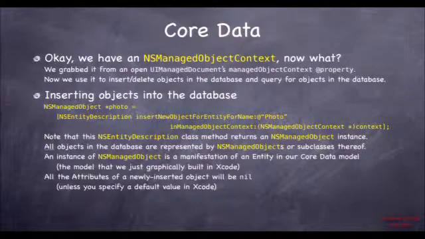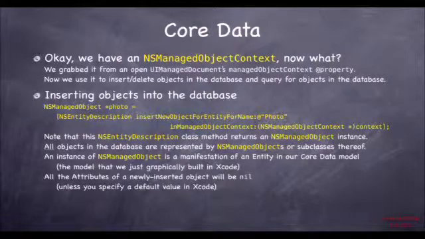You give it the name of the entity. That's the thing that we typed in the Xcode visual mapper, like Photo or Photographer. And you give it a context, and it will insert a new object, empty. All the attributes will basically be nil unless they have some default value specified in Xcode. But you'll have an object, okay? So that's a good starting point to have this object.